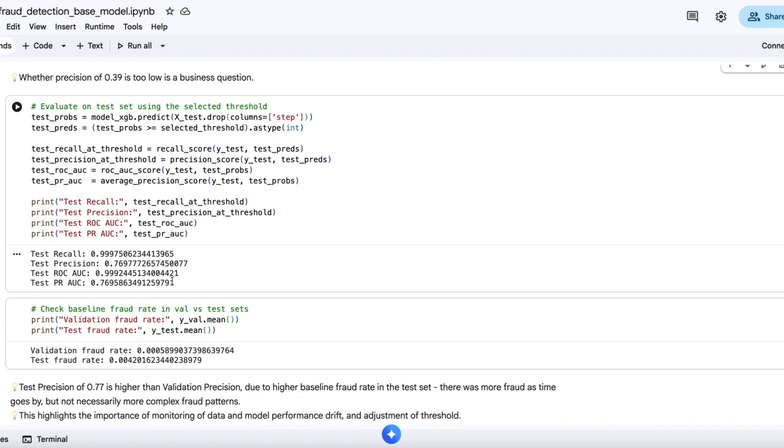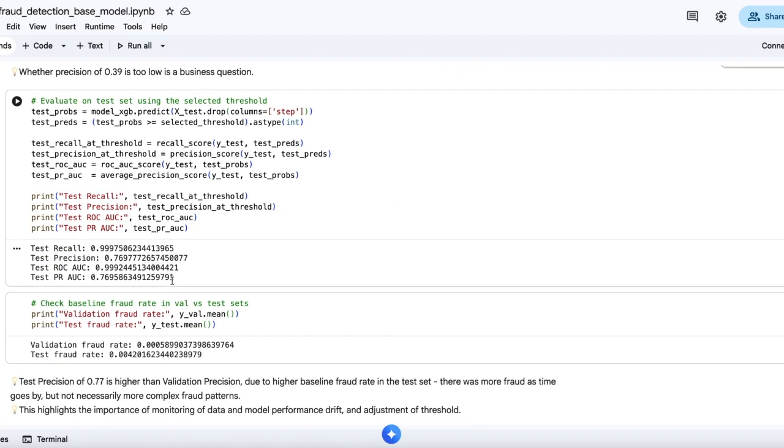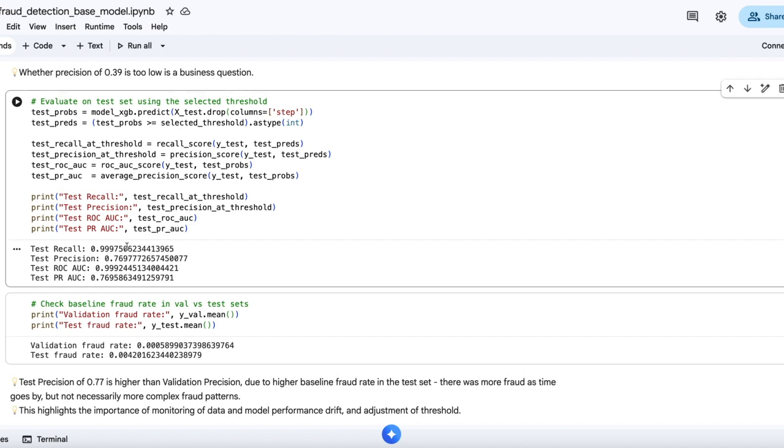We then further evaluate our selected threshold on our test set. This is data the model has never seen before. At our selected threshold, we are catching 0.9998% of fraud, nearly all of them. And our precision has also improved to 0.77. This is a bit anti-intuitive as test scores are usually poorer.